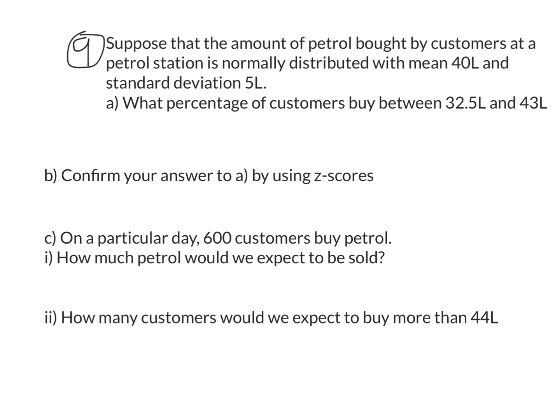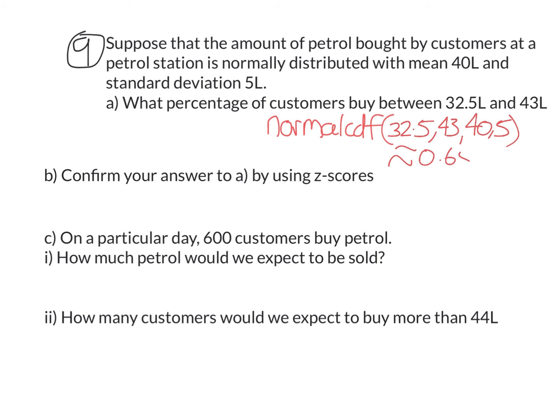So we can use our graphics calculator for this. You press the second and vars button to bring up the distribution menu and pick normal CDF. That's what we always use to calculate the probability of being within a range of values for normally distributed data. So in normal CDF, you just input the lower limit, the upper limit, the mean, and the standard deviation, and it gives you the answer, about 0.6589.